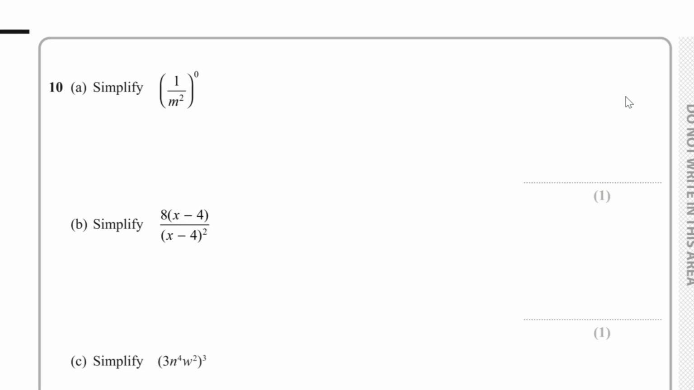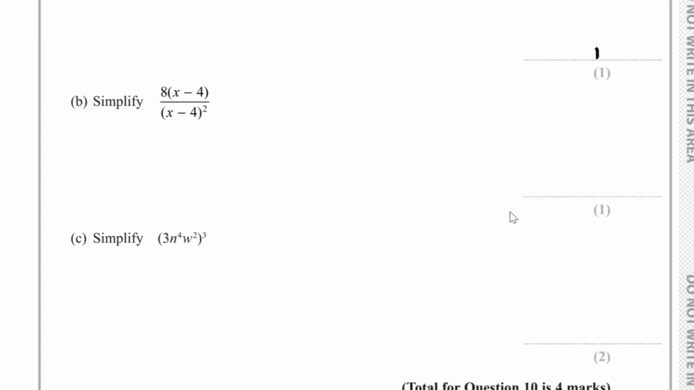Question number 10. We have to simplify 1 over m squared, all to the power of 0 for part A. Well, anything to the power of 0 is quite simply 1. For part B, we have to simplify 8 lots of x minus 4 divided by x minus 4 squared. Well, here, the x minus 4 cancels once with the x minus 4 squared on the bottom. And so what we will be left with is 8 over x minus 4.